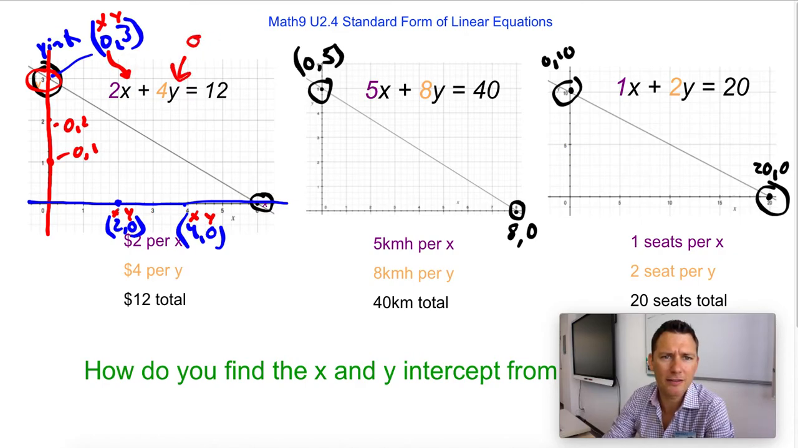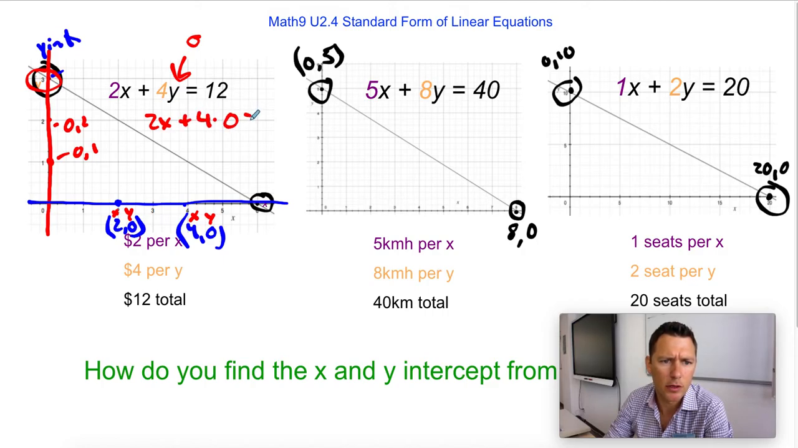So I'm going to go back to this equation and substitute in 0 for the y. And so now we're going to get 2x, I don't know what x is, plus 4 times 0 equals 12. Well, 4 times 0 is 0, so this is 2x equals 12. And you divide by 2, and x is 6. Oh, hey, look, just like we thought, 6.